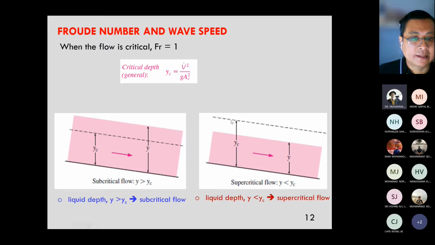So in this case, we can consider it as the YC number. When YC is like this, we calculate, and then we can get from the depth of the open channel, less or higher. If Y is higher, it is subcritical flow. So if YC is a higher number, it is supercritical flow. So that is not good. So the flow is turbulent, with waves. Yeah.